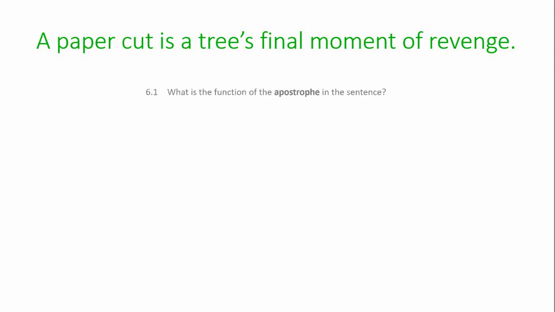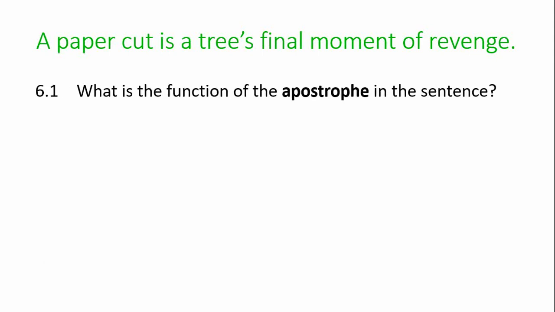6.1, what is the function of the apostrophe in the sentence? There are only two functions of an apostrophe ever, and that is contraction and possession. And so in this case, it's telling me that it belongs to the tree. The final moment of revenge belongs to the tree. So it's possession, 4 S's. Make sure you spell that correctly.